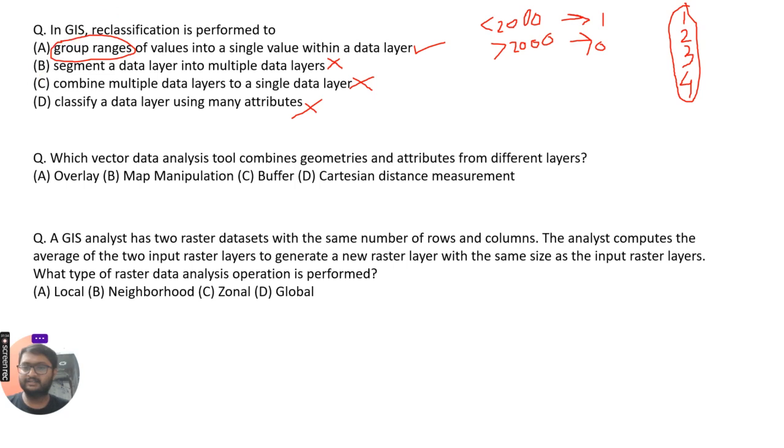Now the next question is: which vector data analysis tool combines the geometries and attributes from different layers? Overlay. Yeah, this is directly what we see in the NPTEL assignments as well, overlay. Then, a GIS analyst has two raster datasets with the same number of rows and columns, and we are taking an average of those two raster datasets. So this operation is known as which kind of operation?